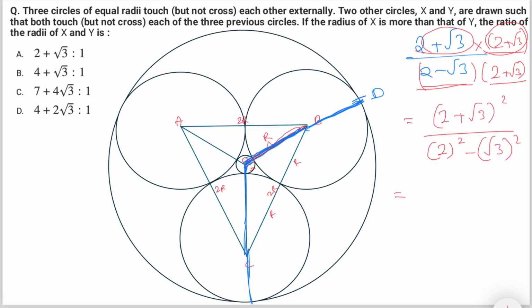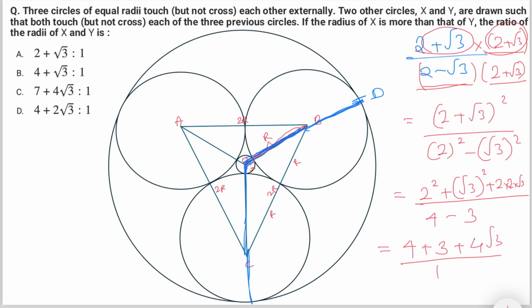So numerator is a plus b the whole square, a square plus b square plus 2ab, and denominator is 2 square 4 minus root 3 square 3. So in the numerator you have 2 square 4 plus root 3 square 3 plus 2 twos are 4 root 3, and the denominator is 4 minus 3, that is 1. And the final answer is 4 plus 3, 7 plus 4 root 3. And that is your answer. Very clearly it is the C option.